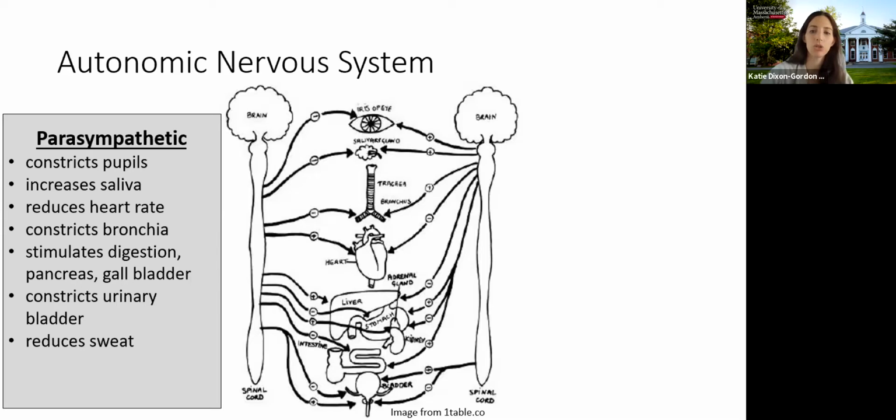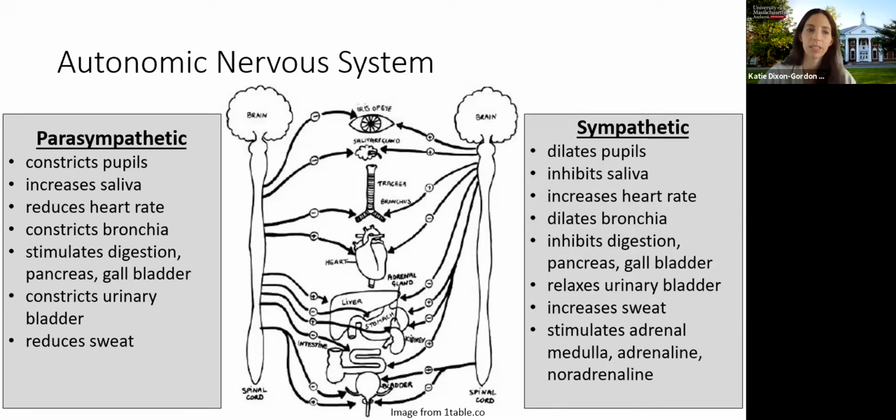The parasympathetic influence usually travels along the vagus nerve. So you'll often see that measures of parasympathetic responses are also measuring vagal tone or vagal influences. So this is you're relaxing, you're stimulating digestion, you're slowing your heart rate, increasing saliva production. And then the sympathetic arm, this is our fight or flight response. This is where you're getting a dry mouth, dilated pupils, rapid heart rate. You're inhibiting digestion, increasing sweat, and stimulating the adrenal medulla, adrenaline, noradrenaline, all of that.